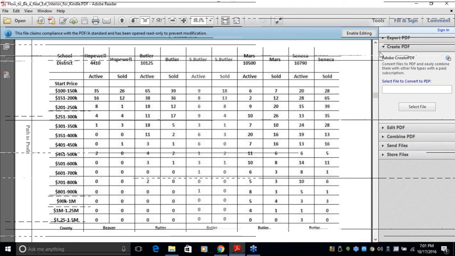So we can see for Seneca School District, all the sales data, active and sold, what's actively listed and what's sold on the MLS in price bands, 100,000 all the way to 1.5 million. We do it in price bands of 50,000 at first, up to $500,000, and then we jump to $100,000 bands after that. So Sherry, does that, I'm sorry, that's Cheryl. Hi, Cheryl. So Cheryl, does that answer your question on the school report?